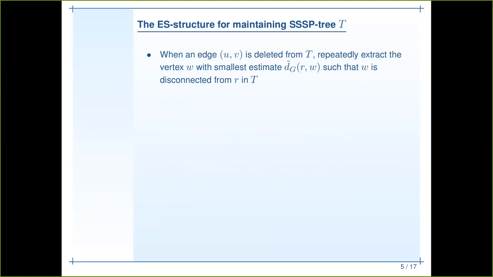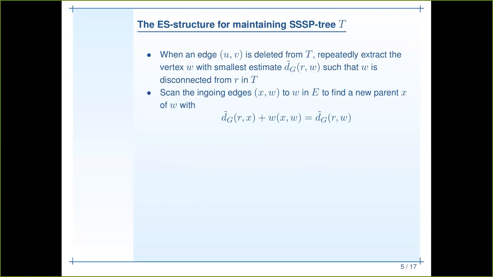First, let me just highlight some key ideas of the Even and Shiloach data structure for maintaining a single-source shortest path tree. This structure is for the exact setting, but you can also extend it to the approximate setting, which is what we're going to do. So what happens here is when an edge UV is deleted, and this edge was in the shortest path tree T, then to reconstruct the shortest path tree, the data structure repeatedly extracts a vertex W with the smallest estimate from R, and such that W got disconnected from R when deleting this edge UV. Then the data structure scans ingoing edges X, W to W in an attempt to find a new parent X of W that allows W to keep its distance from R. So if you have this equality here, W can keep its distance estimate from R.